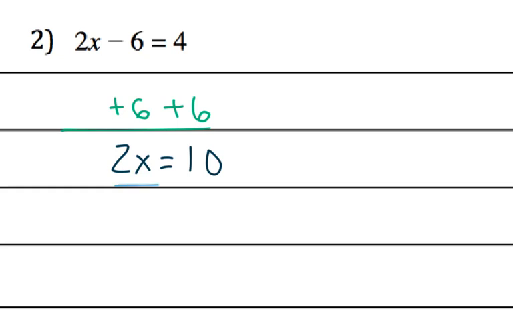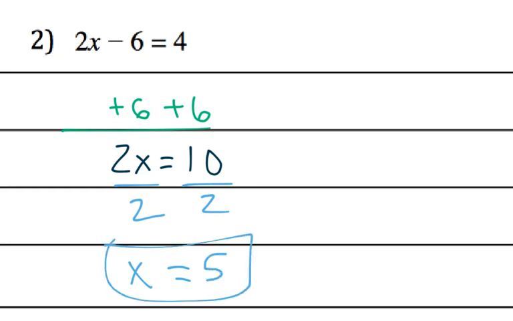Then I see a 2 and x, and I know that that's multiplication. And the opposite of multiplication is division, so I'm going to undo x. I'm going to undo what it has there.